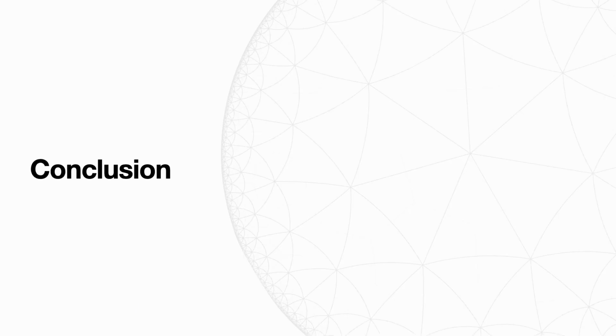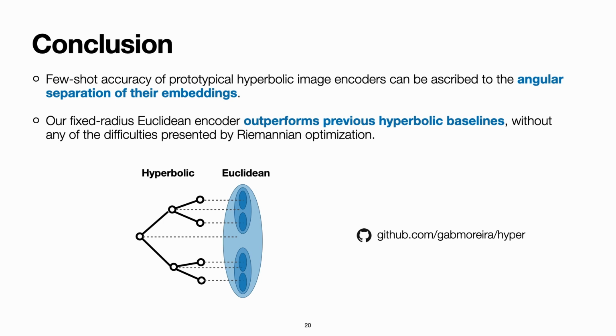In conclusion, in this paper, we set out to show that the few-shot accuracy of prototypical hyperbolic networks can be ascribed just to the angular separation of the embeddings. In addition, we showed that just a fixed radius Euclidean encoder can actually outperform these hyperbolic representations without any of the difficulties presented by Riemannian optimization on a negatively curved manifold. Overall, this does not mean that the data itself does not have a latent hierarchical structure, as these datasets both have hierarchical structures stemming from the semantics, but that the data can actually be represented accurately on Euclidean manifolds.